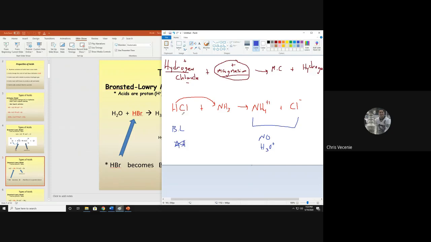So the long and short of it is you look at the two things that seem to be similar on each side, the ones that look alike, and figure out what's happening with the proton. Here, the H is leaving the Cl and going to the NH3, so there's my proton donor, must be my acid.